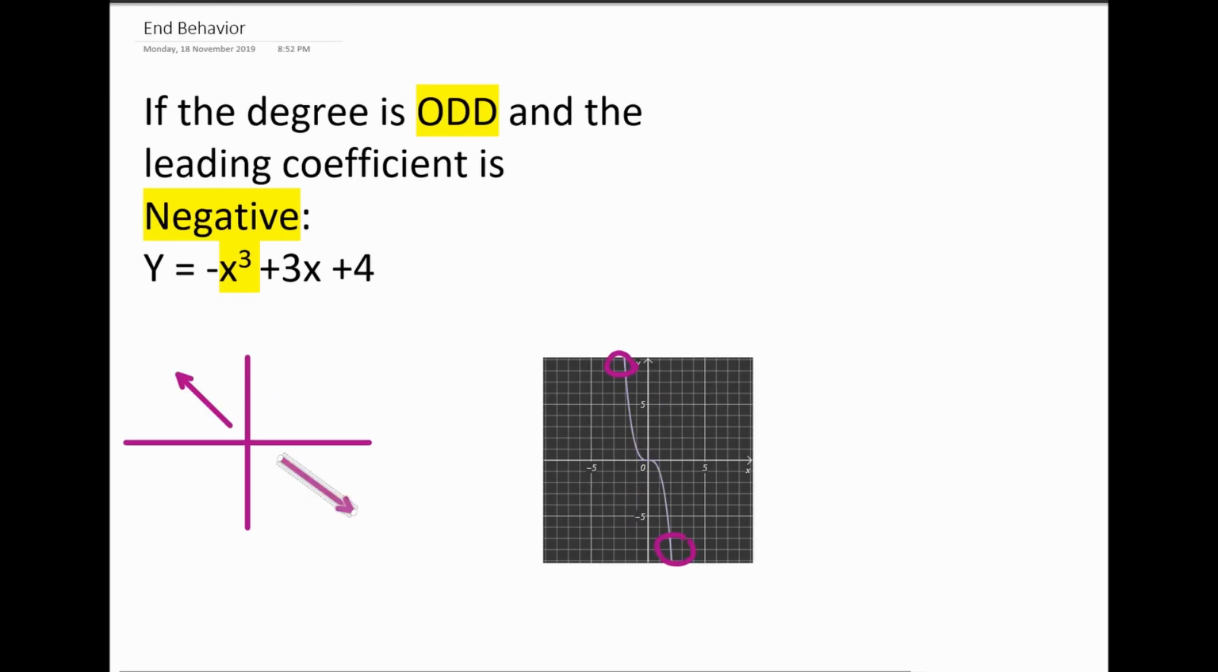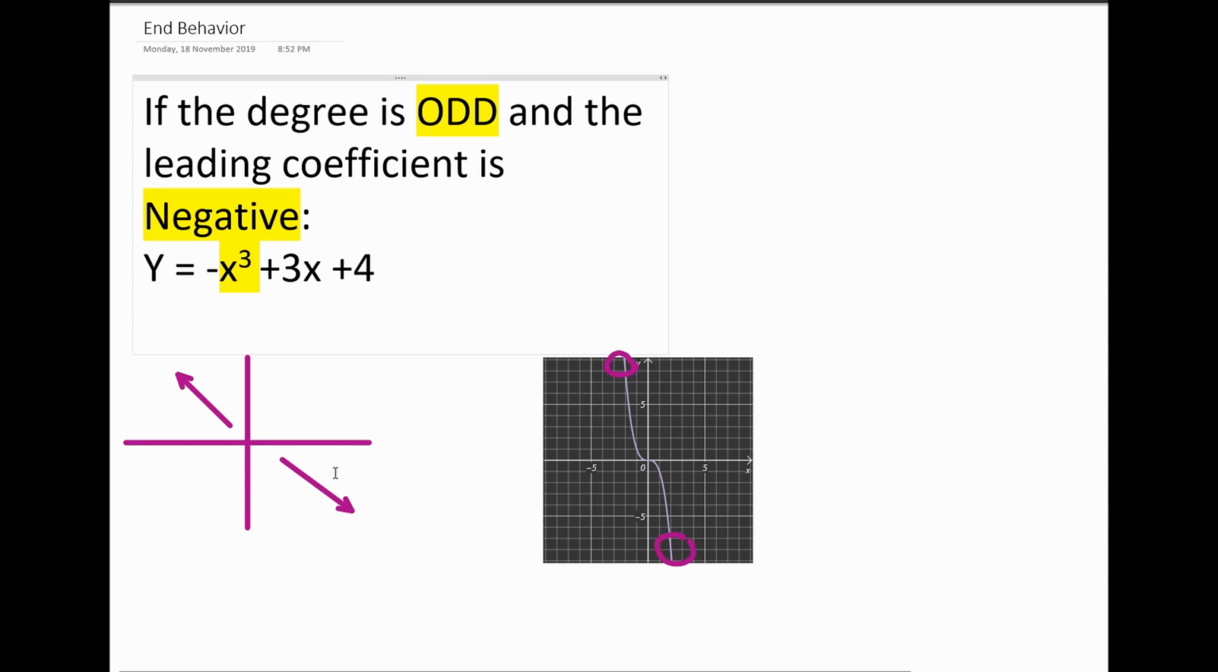And the last condition for our end behavior is that if the degree is odd and the leading coefficient is negative, like this one, then the leftmost side of your graph tends to go upward, and the rightmost side of your graph tends to go downward.